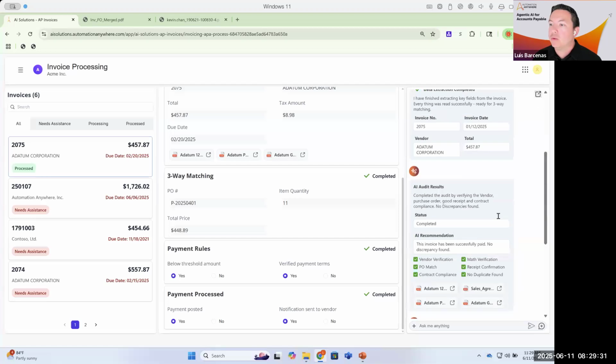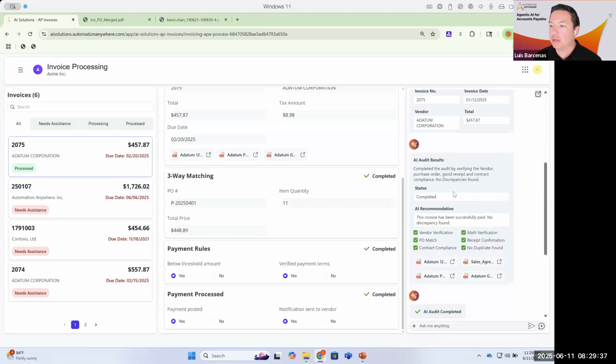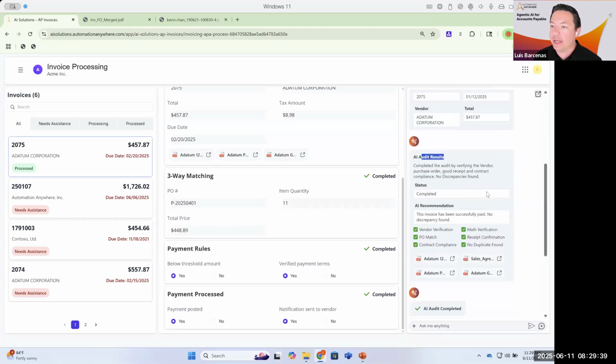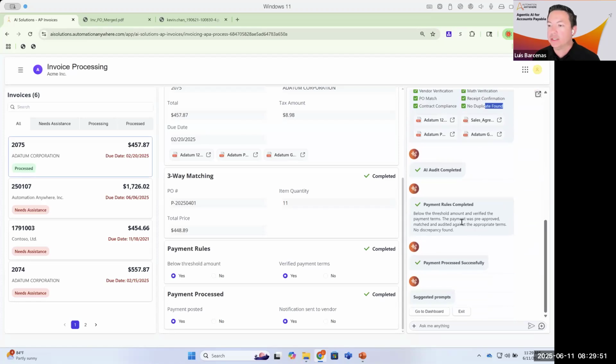Okay. Then once I click on details, it's going to show me some information as far as the data that was extracted from the document, as well as multiple AI audits, checks, and balances that it did before approving the payment for this particular invoice. And you can see the multiple checks and balances that it performed for each one of them. And then, of course, all the different steps that it took to actually post the payment and perform this transaction, right? So this one went through, no problem.